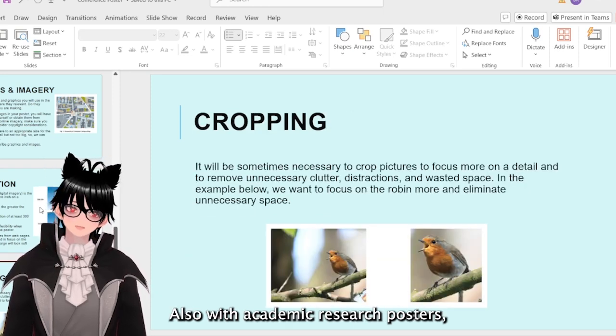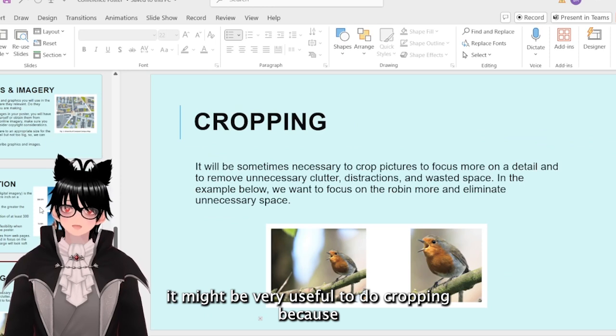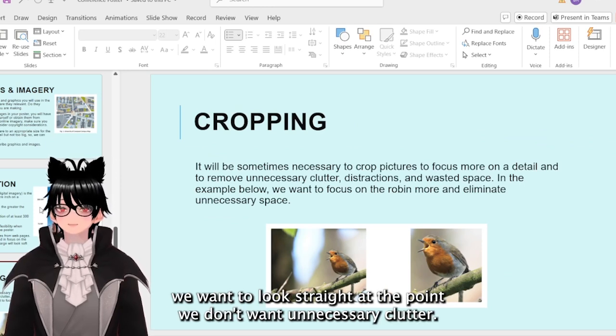Also, with academic research posters, it might be very useful to do cropping because we want to look straight at the point. We don't want unnecessary clutter.